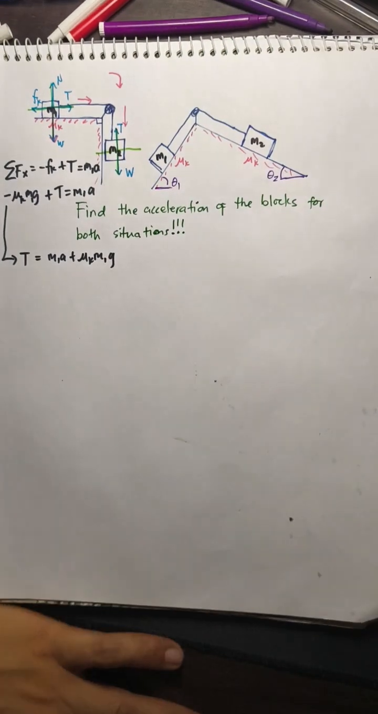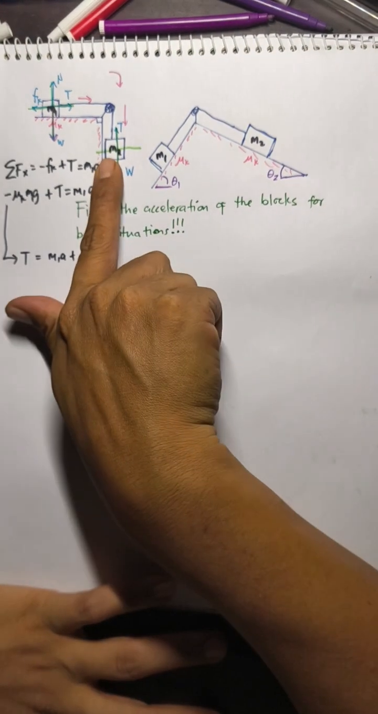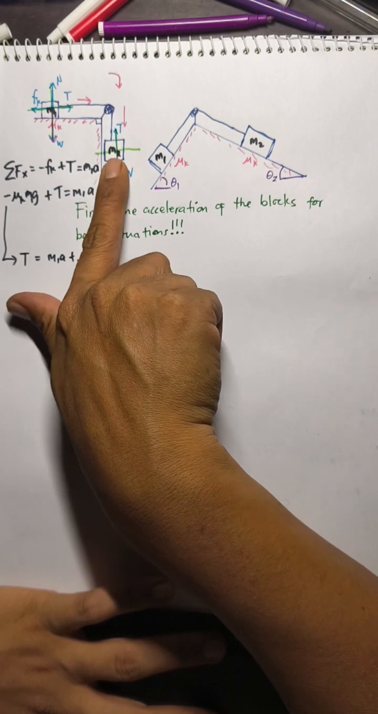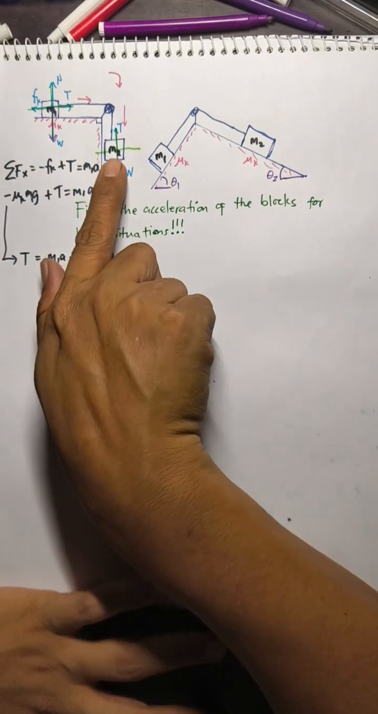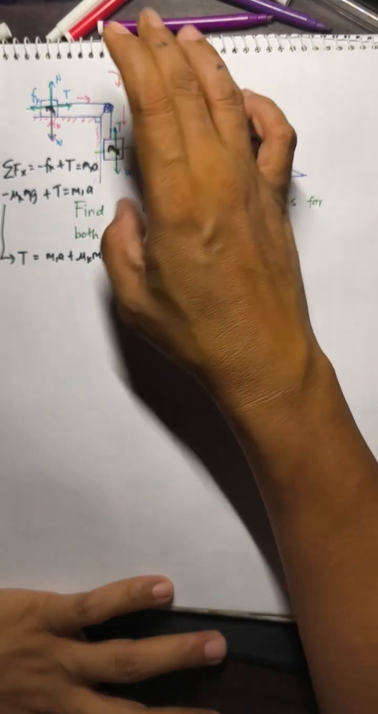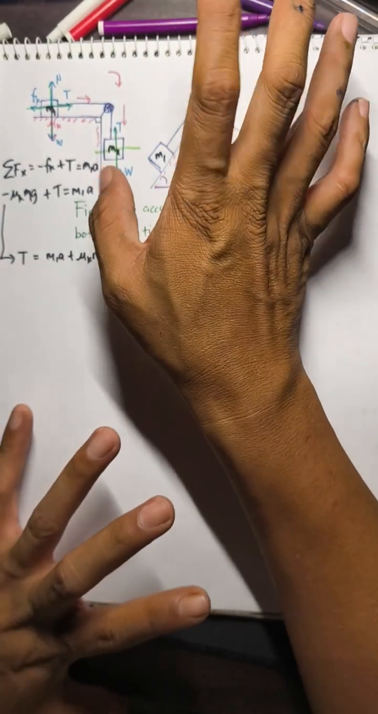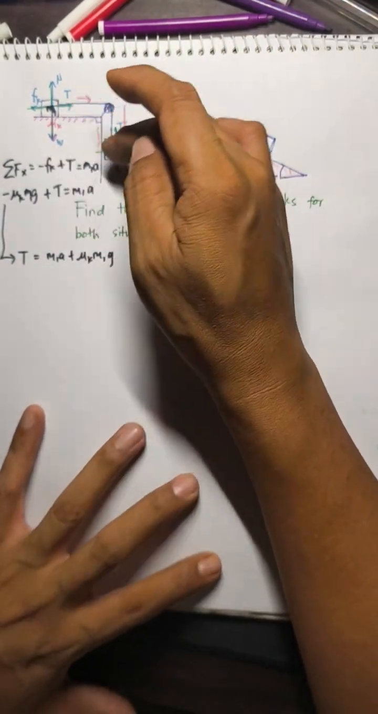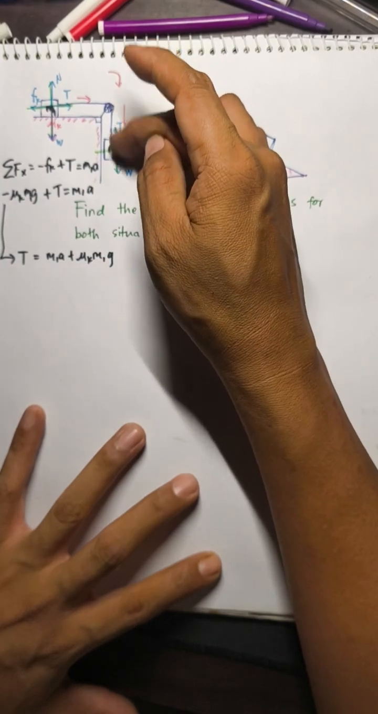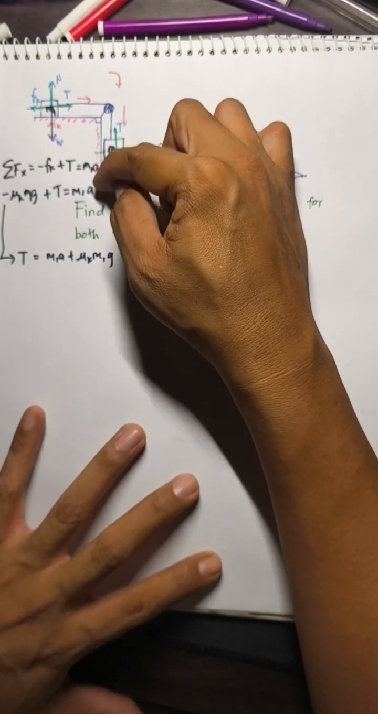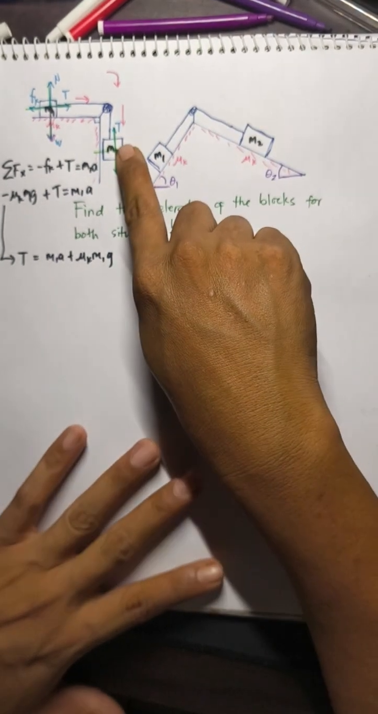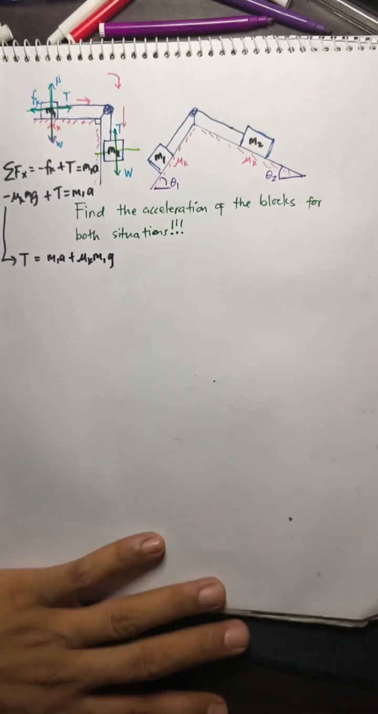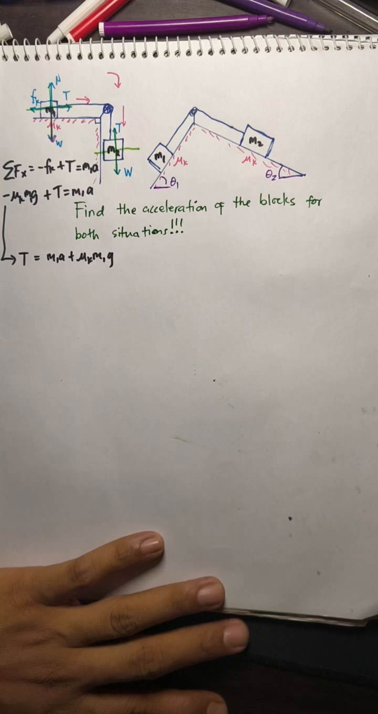That would be T. Now, there is no friction on this one here because you know that friction is mu times the normal force. Since there are no forces acting perpendicular to the rope, all the forces are parallel to the surface. So that means that our normal force is zero. Therefore, our friction is zero.